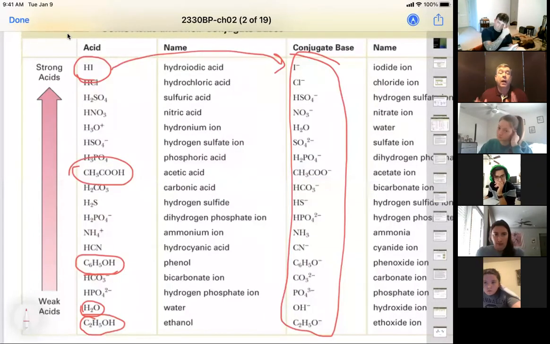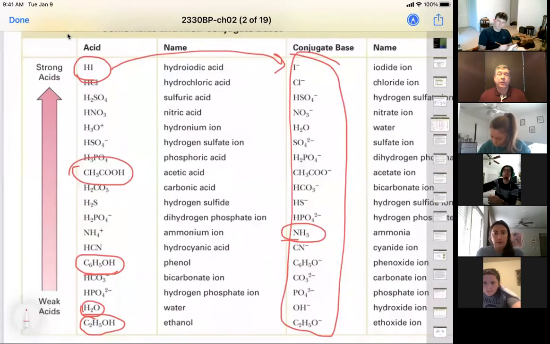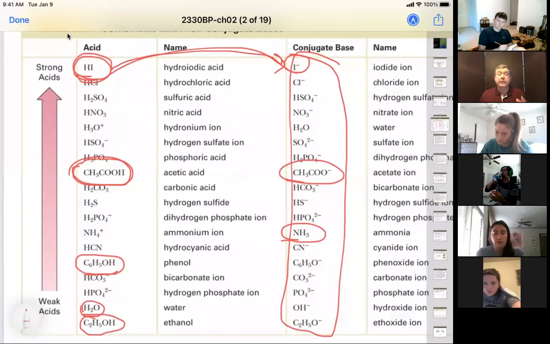And so our conjugate bases tend to have that negative charge. Not all of them. Some of them, like ammonia, can be neutral, but most of them have that negative charge. So HI will become iodide as its conjugate base. Acetic acid will become acetate ion. Phenol will become the phenoxide, and ethoxide and hydroxide will be the two others here.